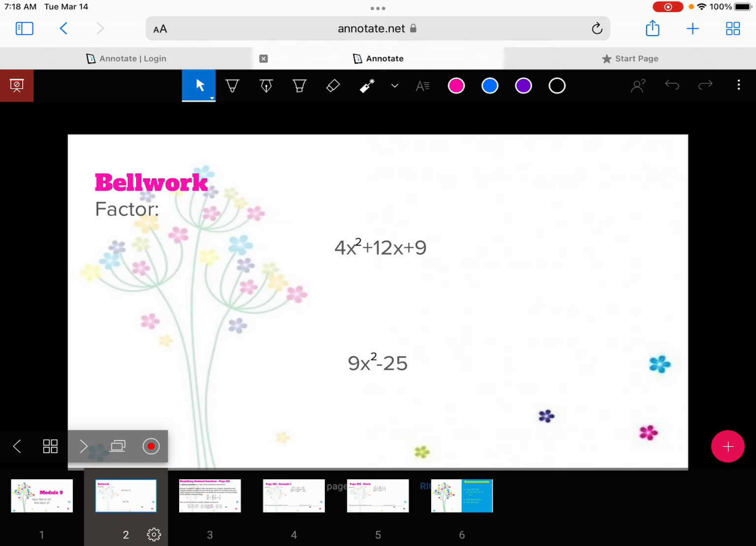So here we have one that has an A value. If we have an A value, we always want to check and see if there's a GCF first. Is there any common factor between 4x squared, 12x, and 9? Is there anything I can pull out of all three pieces? No, and no's a valid answer.